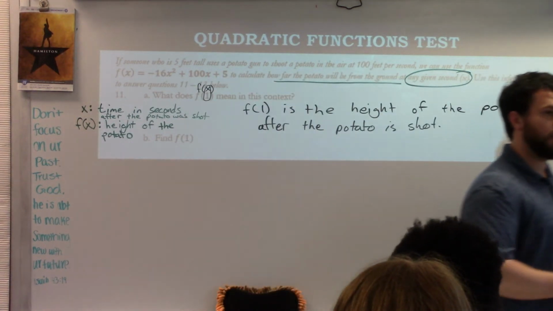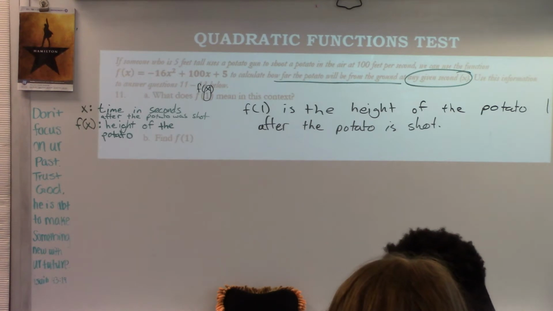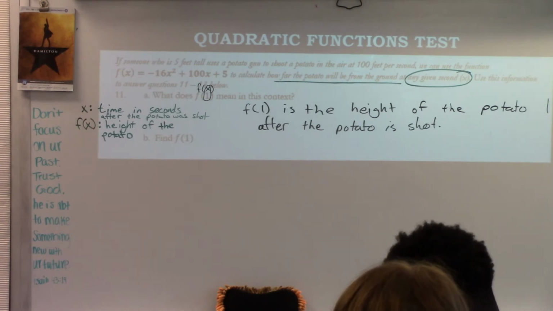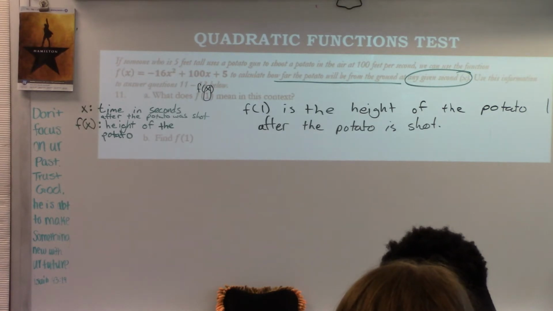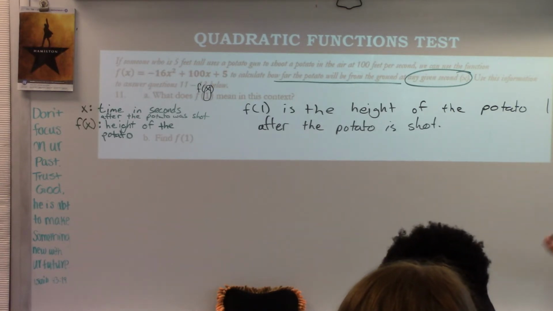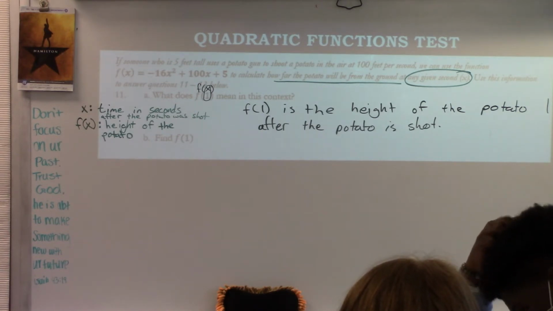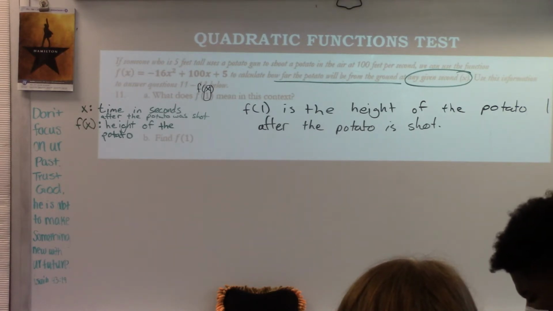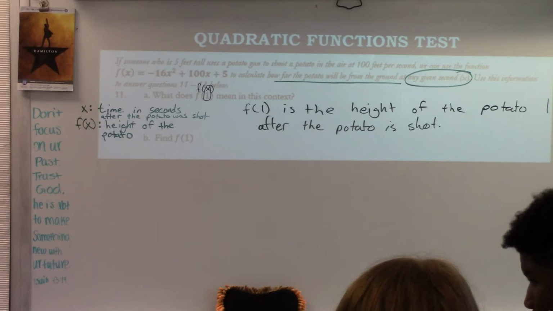So how would I calculate f of 1? Put what into the equation? 1 for x. Okay. Notice, didn't that 1 take the place of x? So that means x equals 1, so we can substitute 1 in for x. Right, so it'd be negative 16 times 1 squared plus 100 times 1 plus 5. You can just use a calculator, which would come out to 89 feet.